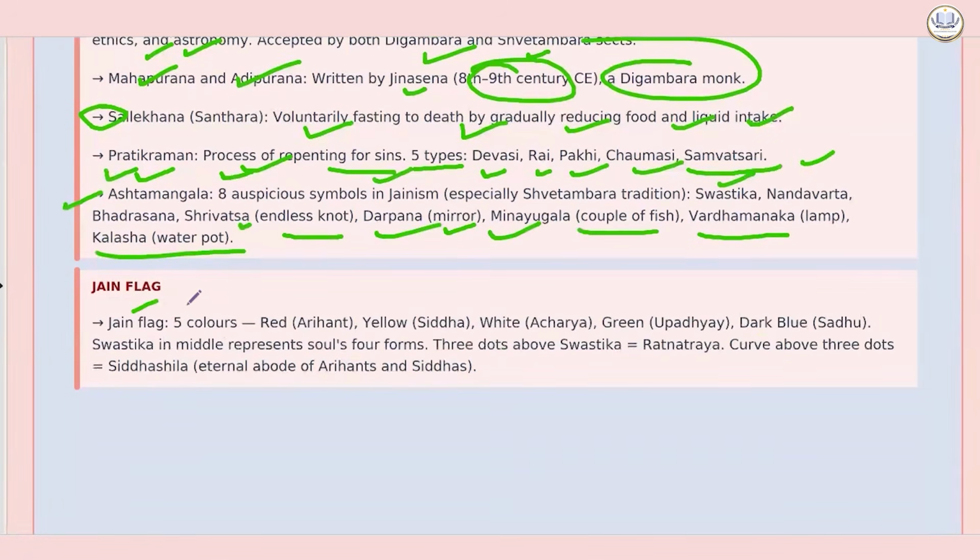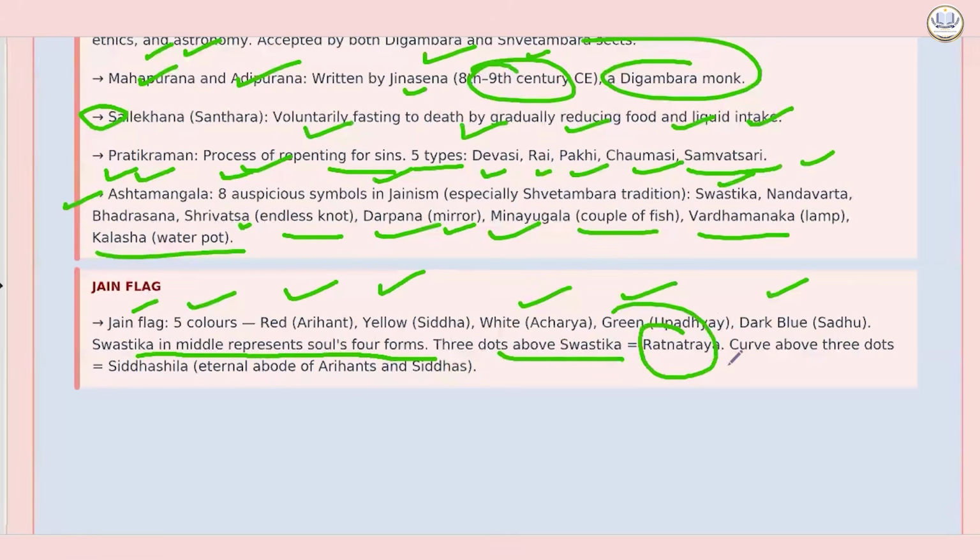The Jain flag has 5 colors. Red represents Arihant, yellow Siddha, white Acharya, green Upadhyaya, and dark blue Sadhu. The swastika in the middle represents the soul's 4 states. 3 dots above the swastika are Ratnatraya. The curve above the 3 dots is Siddha Shila, the eternal abode of Arihants and Siddhas.